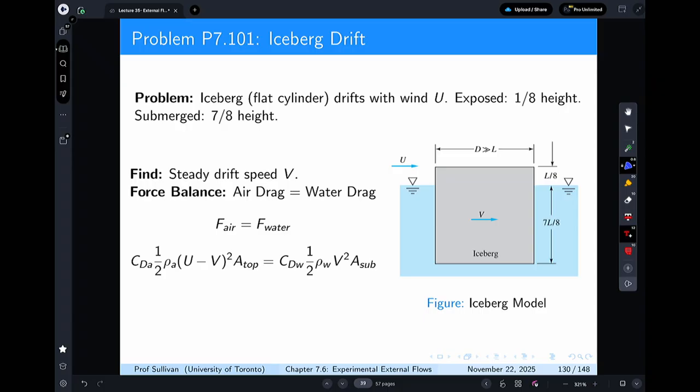I have an iceberg. It drifts with the wind. It's exposed, so this is not a great model because it's sort of a cube, but there you go. Flat cylinder, so drifts with the wind. Air drag equals water drag, and so you say C sub D for the air versus C sub D for the water, and the big difference is going to be the difference in the relative velocity on the top, and on the bottom it's just velocity of the water.